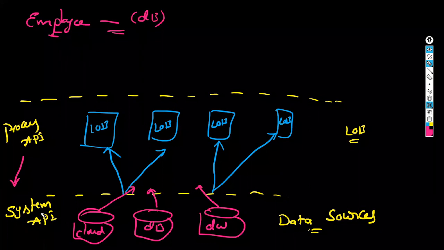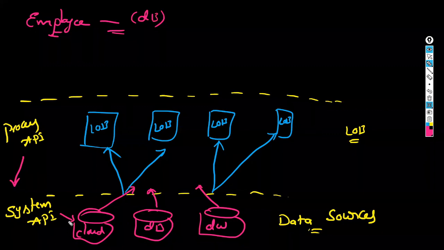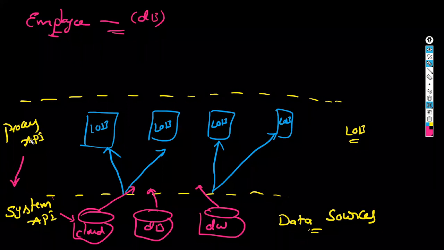Correct. So inside the system API, where can we get the data? Data sources. Okay, now you understand the terminology. So the system APIs are getting the data from the data sources. When data is needed by the process API, we need to consume the system API. Once the data is processed, we need to give the response to my end user, right? So how can we give the response to the end user?